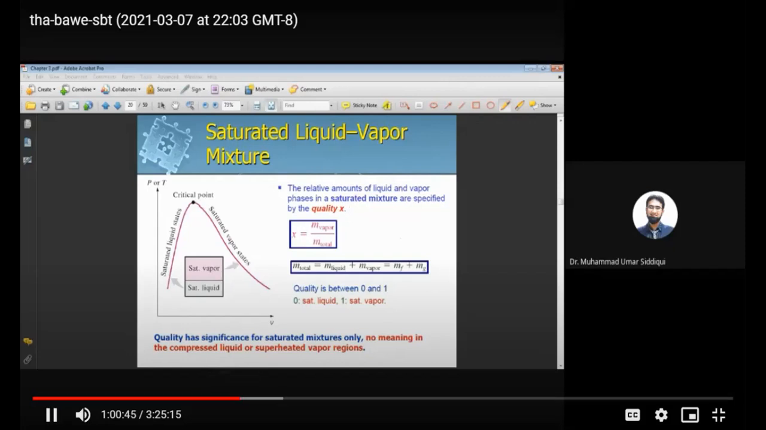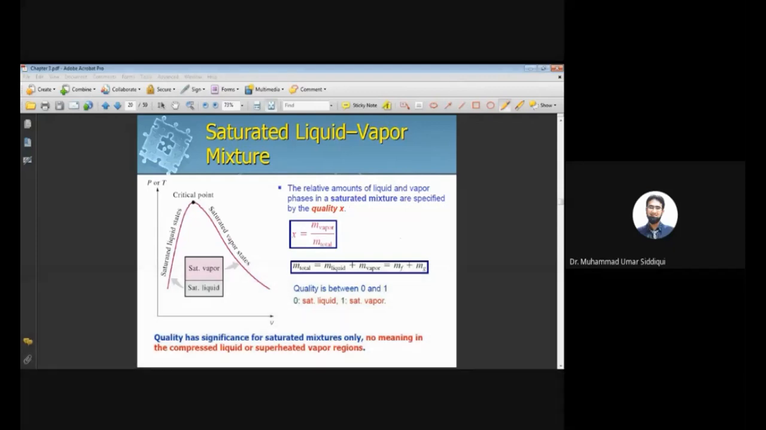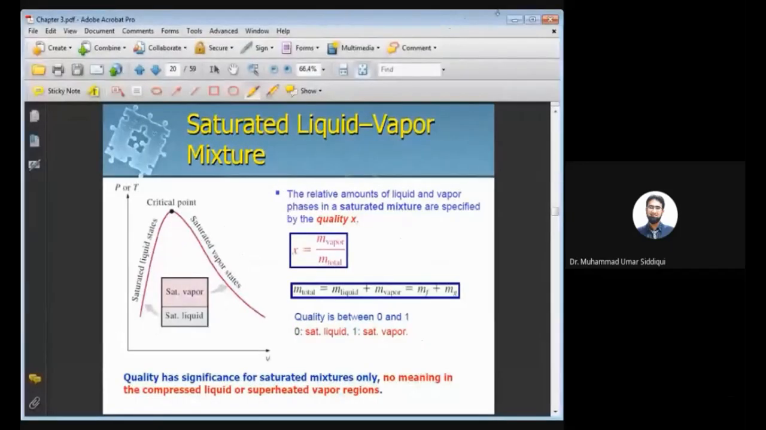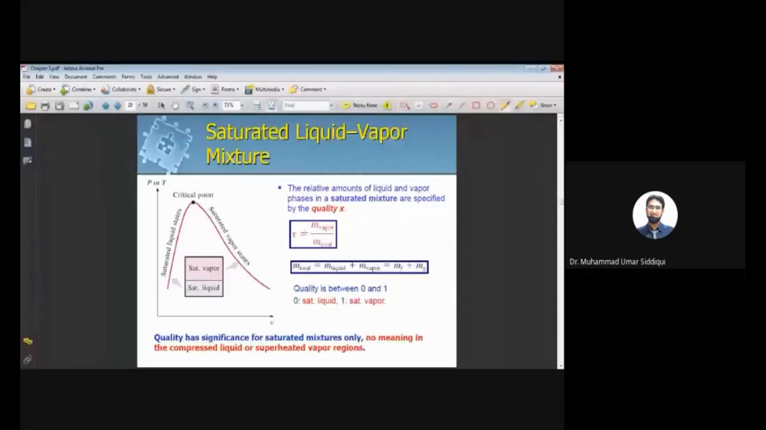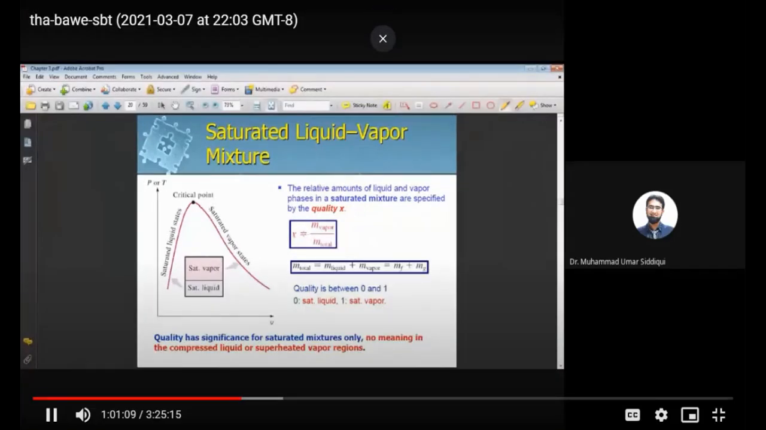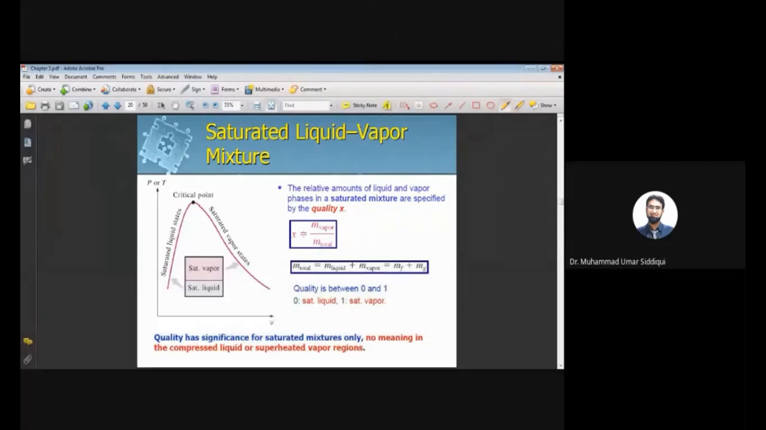Or instead of saying percentage, it's the fraction of the vapor within the mixture. Since within the saturated liquid vapor mixture region, we will have both liquid and vapor present at the same time, we need to know how much is the liquid and how much is the vapor content. So we define it by quality. So quality is basically what? It is the mass of vapor by the total mass, or the fraction of vapor within the mixture.